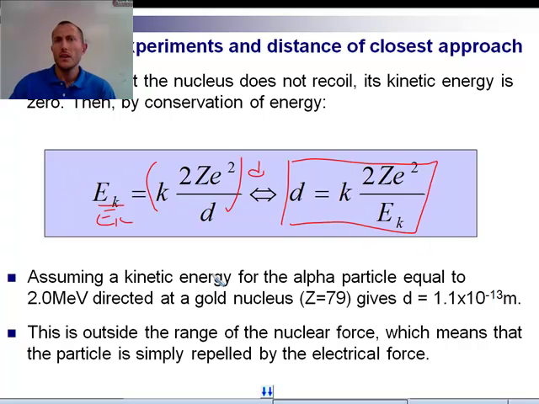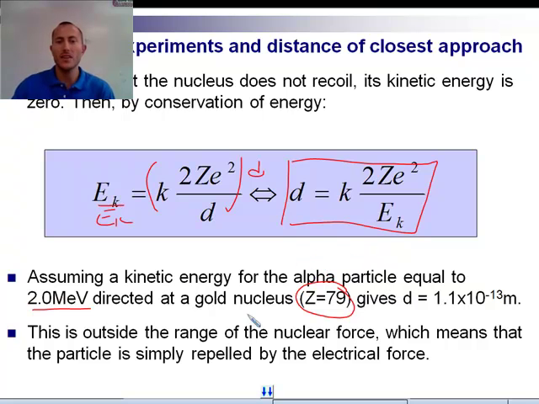Now, if we use some numbers here, we assume that the initial kinetic energy of the alpha particle is about 2 mega electron volts, and we shoot it at a gold nucleus that has a Z, or an atomic number, of 79. That gives us, calculated through, a distance of closest approach of 1.1 times 10 to the negative 13th meters. So, pretty small number.